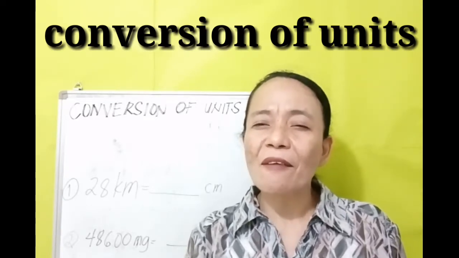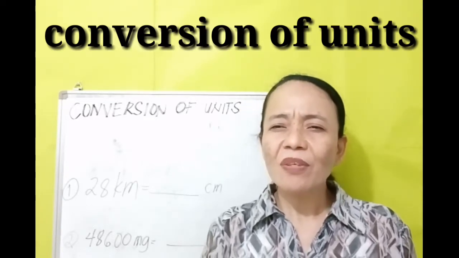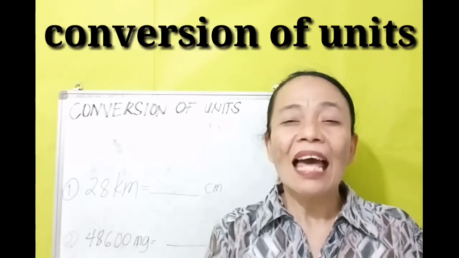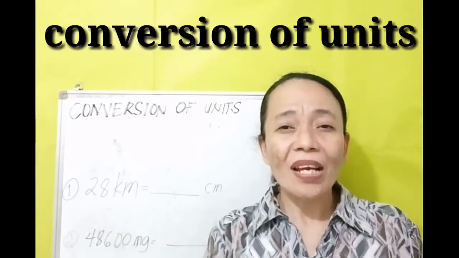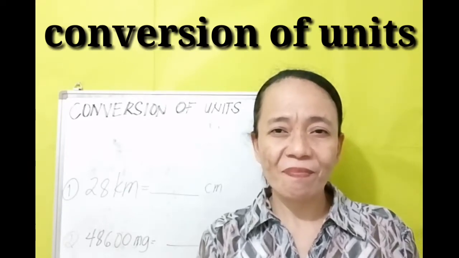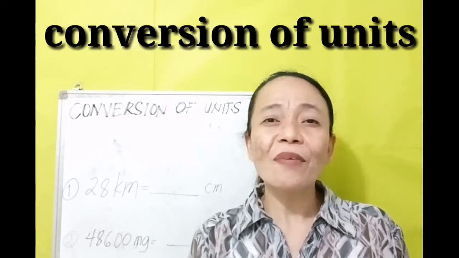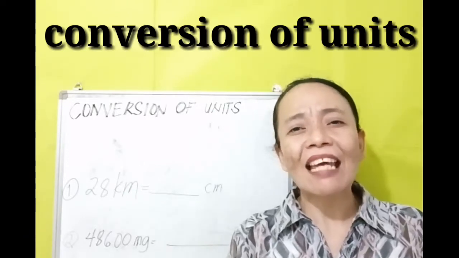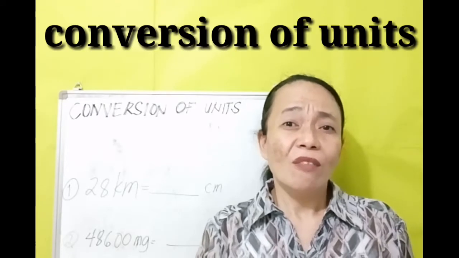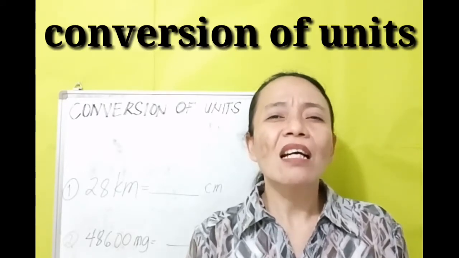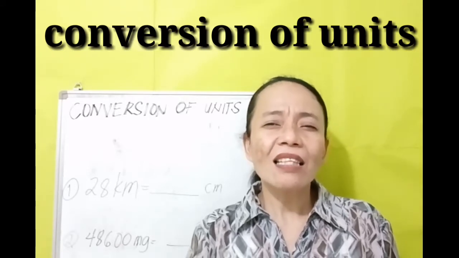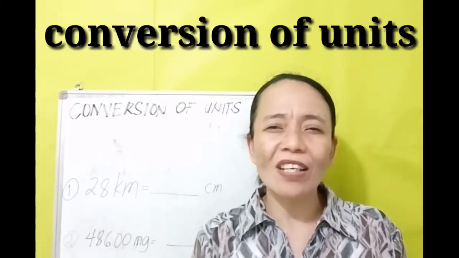Deca has a value or a factor which is equal to 10 raised to 1 or 10. Hecto, 10 raised to 2 or 100. Kilo, 10 raised to 3 or 1000. Mega, 10 raised to 6 or 1 million. Then giga, 10 raised to 9. Tera, 10 raised to 12, and so on.